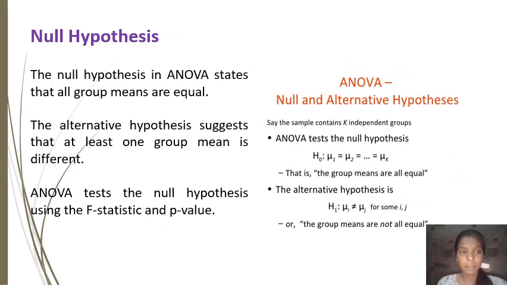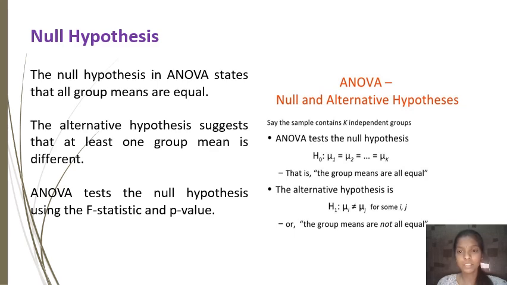And the next is the null hypothesis. The null hypothesis in ANOVA states that all group means are equal. The alternative hypothesis suggests that at least one group mean is different. ANOVA tests the null hypothesis using the F statistic and p-value.